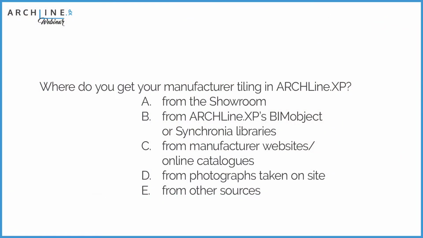So where do you get your manufacturer tiling in ARCHLine.XP? So when you work with the software, where do you get your tiles from? From our showroom, from ARCHLine.XP's BIM object or Synchronia libraries, from manufacturer websites, online catalogs. We showed you last time how that works. Yep. From photographs taken on site, or maybe from other sources. Tell us your ideas, tell us how you work, and that way we better understand how you are working.